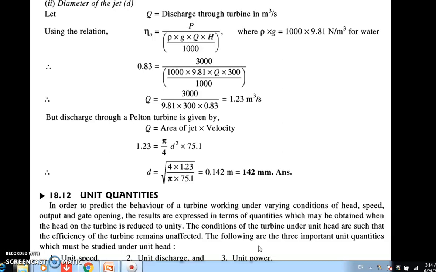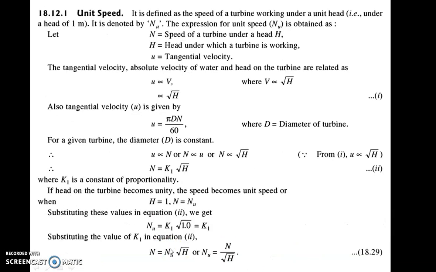Now for the same machine, if you are taking readings under different heads, powers and speeds, then bringing all those readings to one platform, that is unit head, you can predict the performance of this unit speed, unit discharge and unit power when you are drawing the graph. Now let us see how you calculate these quantities: unit speed, unit discharge and unit power. Remember, this should work under unit head. So the condition is head is unity.